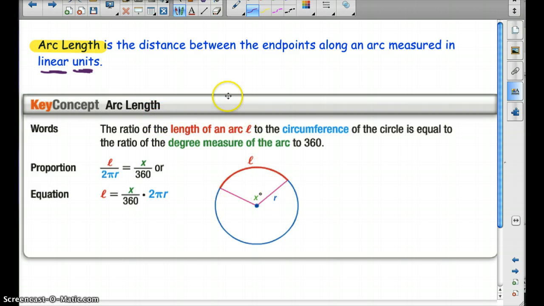So you need to write this in your packet right now if you haven't done so already. The thing you want to write down for sure is either the proportion or the equation. I am an equation person, so I am definitely going to be using the equation when I'm presenting this material to you. So all you're going to be doing today is writing this equation out and then plugging in what values you have.